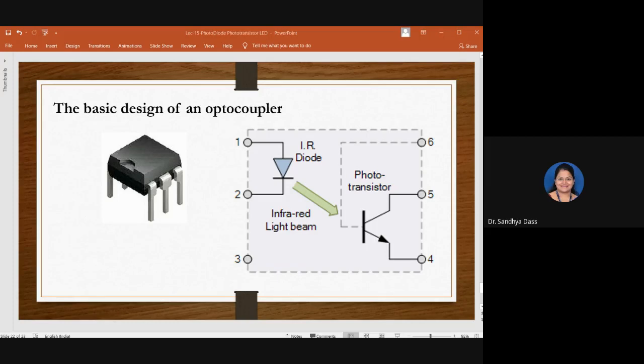Did I answer you, Aveen? Yes, ma'am. Thank you. So wherever electrical isolation is required, photocouplers or optocouplers are used. Any other doubt? Can we have a few more discussions? Any other doubt here?